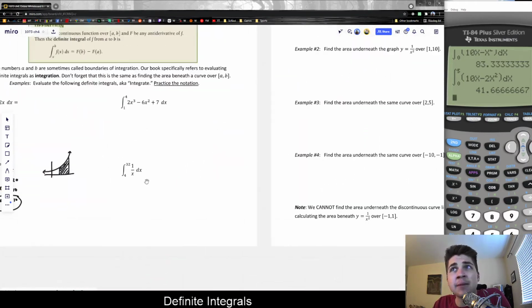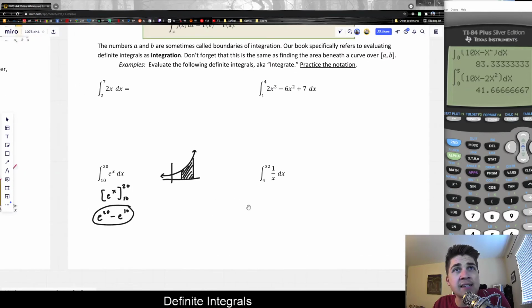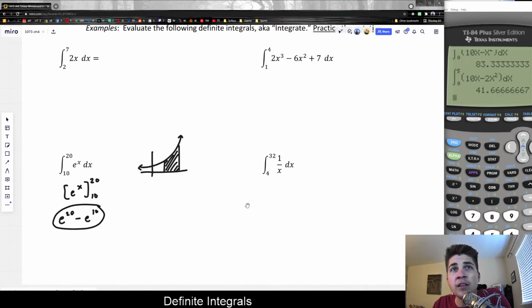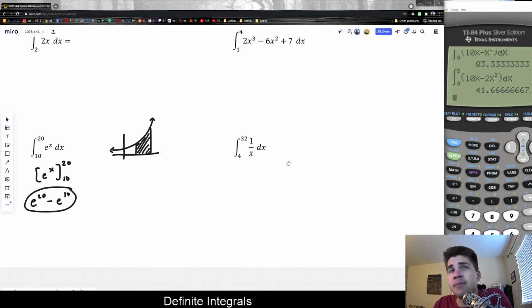Obviously on exams, I'm going to want you to show your work as always. So using your calculator is fine, but you still need to know how to do it and show your steps. Now let's look at one more, the next definite integral from our packet.